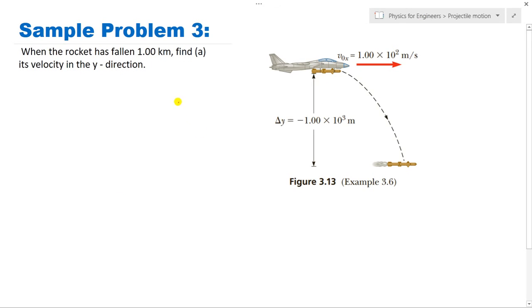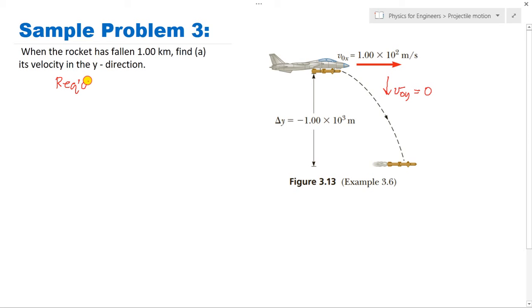So here, solve when the rocket has fallen 1 kilometer, find its velocity in the y direction. So, velocity natin sa y direction. So, in this case, we use the free fall kasi y direction tayo eh. Therefore, in our example here, since we only have a horizontal velocity for our rocket, diba? Wala tayong velocity component sa y. So, we don't have initial velocity along y. So, V0y is 0.